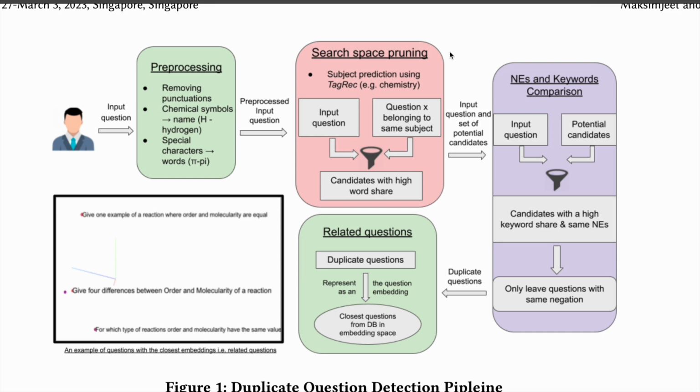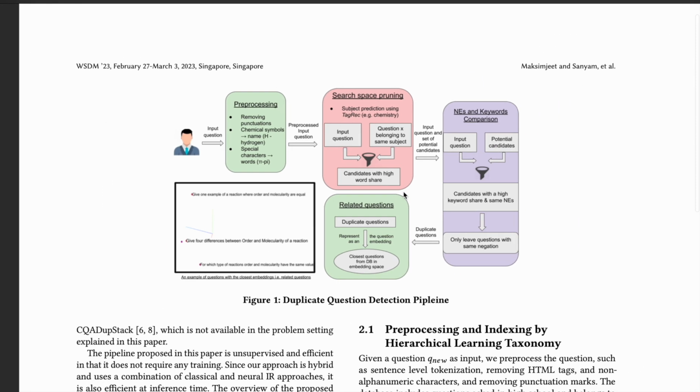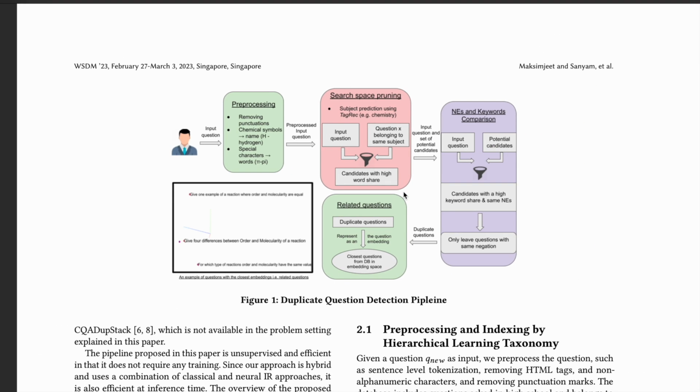Related questions are found by representing the input question as the question embedding. We also have the embeddings for all the questions from the database, and we find the closest embeddings by using ScaNN, which accelerates this large scale inference and allows us to process an input question much faster. Now let us give a demo of the model itself.